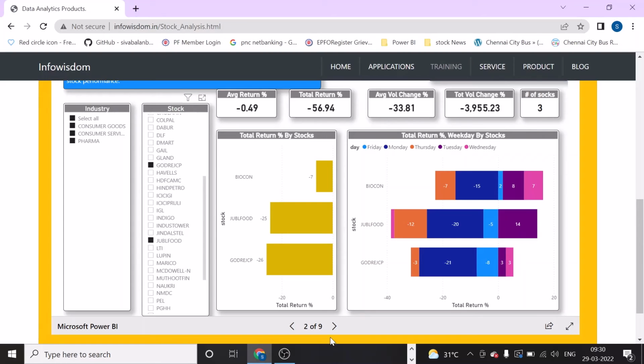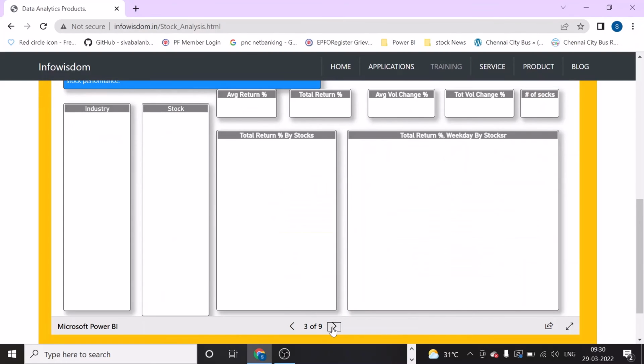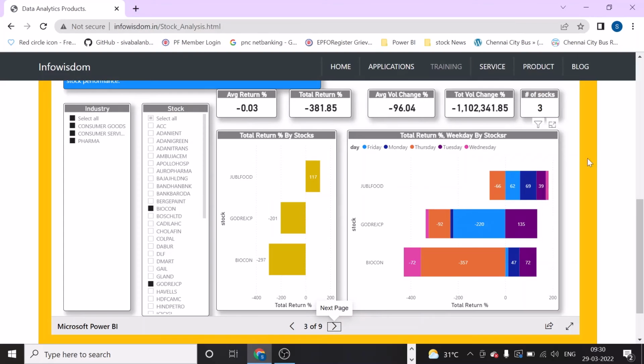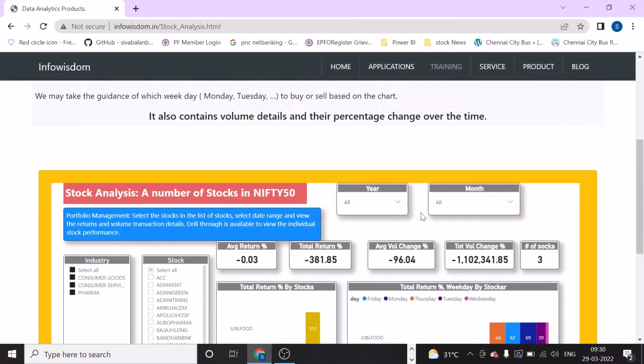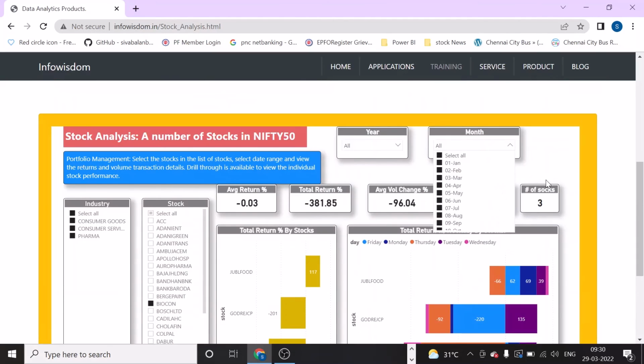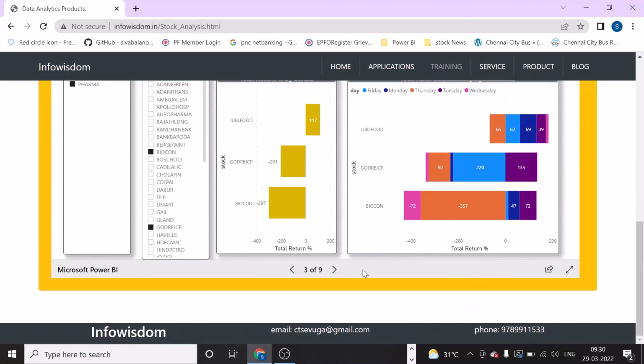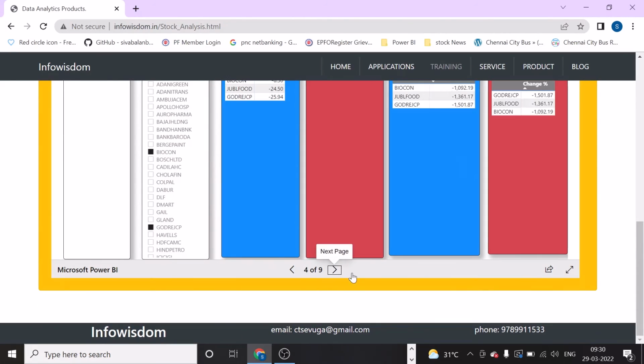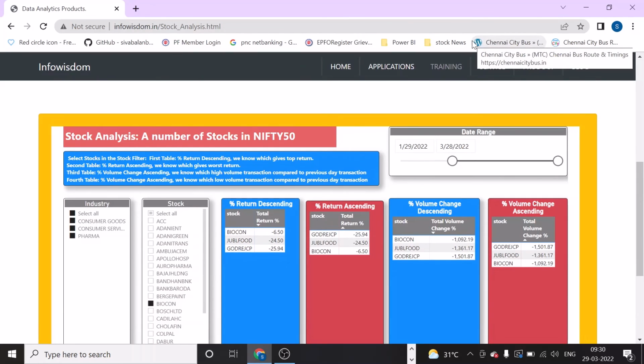And the next page gives some other kind of information that you can see here also. Here, instead of using the date range, you can select year and month, like what we did at the individual stock level, and it shows how many stocks you have selected. This is the cumulative values of these 3 stocks for this period of time. And the next one shows, here you don't have to choose anything. You have already selected 3 shares.